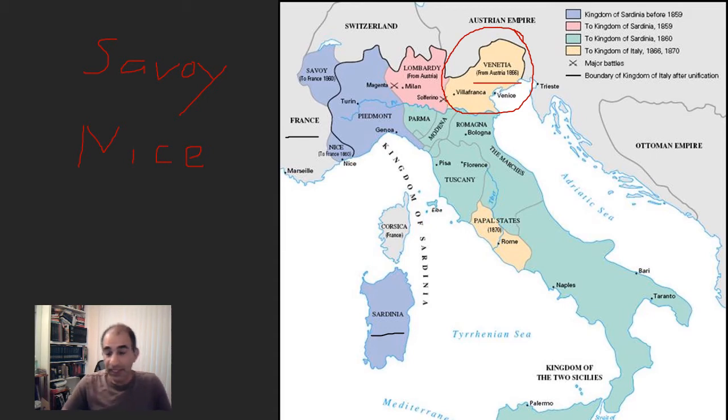So they get that region as well through the help of Garibaldi, and then all that's left is the Papal States. And essentially by 1870, the Pope says, you know what, okay, we're in too, with the exception of the Vatican. And in fact, if you go to Rome today and walk into the Vatican, technically you're walking into an independent country. It's actually an independent nation. But that's how the jigsaw puzzle comes together, and that's how Italy becomes united.